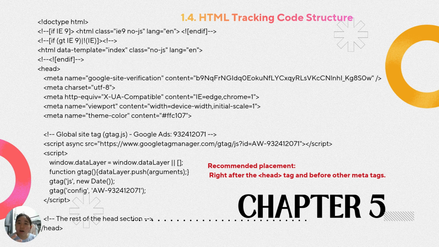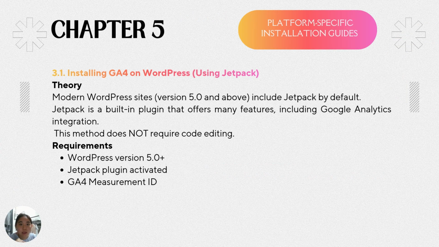So this is the HTML tracking code structure. I don't know about the code, so I just show it on the screen for you guys to see it. The recommended placement is right after the head tag and before the other meta tags.